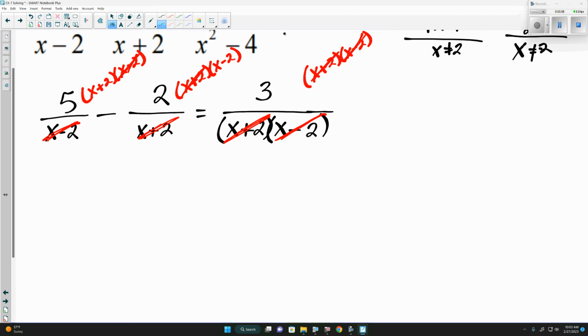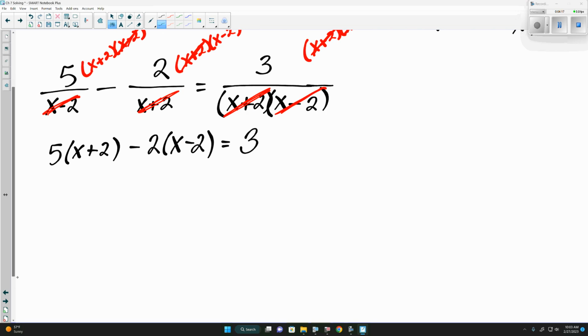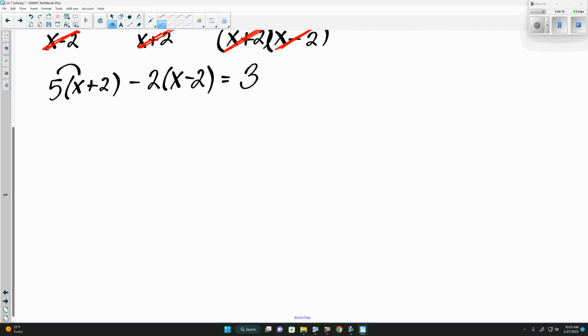In the first one, what we're left with is 5 times x plus 2 minus 2 times x minus 2 is equal to 3. Now at this point here, we can distribute. We can simplify the left-hand side. So we can distribute the 5 through. 5 times x is going to be 5x. 5 times 2 is plus 10. Here we can distribute the -2. -2 times x is -2x. -2 times -2 is going to be plus 4, is equal to 3.